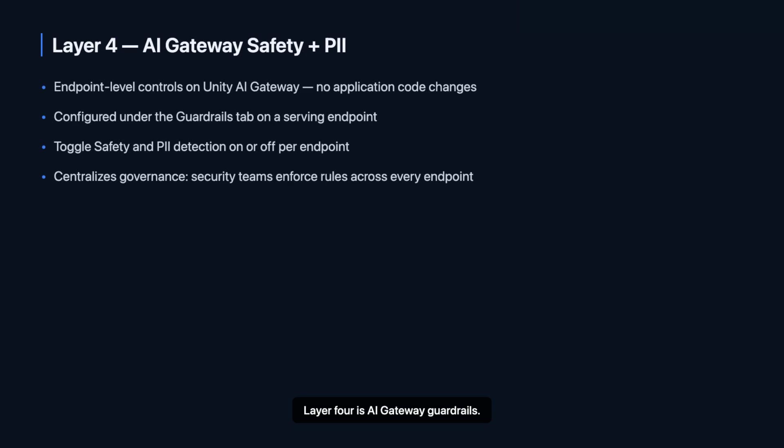Layer 4 is AI Gateway Guardrails. The big shift here is that this layer lives at the endpoint boundary on Unity AI Gateway, not inside your application code. You configure it under the Guardrails tab on a serving endpoint, and you toggle safety and PII detection per endpoint. This is how a security team enforces rules across every endpoint in the workspace without each app team rebuilding guardrails. Centralized governance, exactly the role Unity AI Gateway is built for.